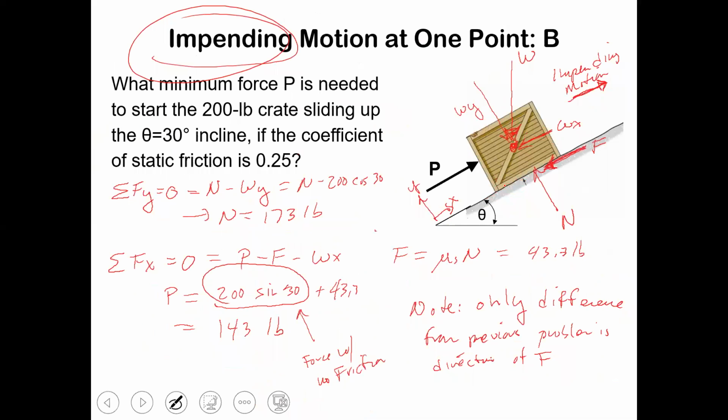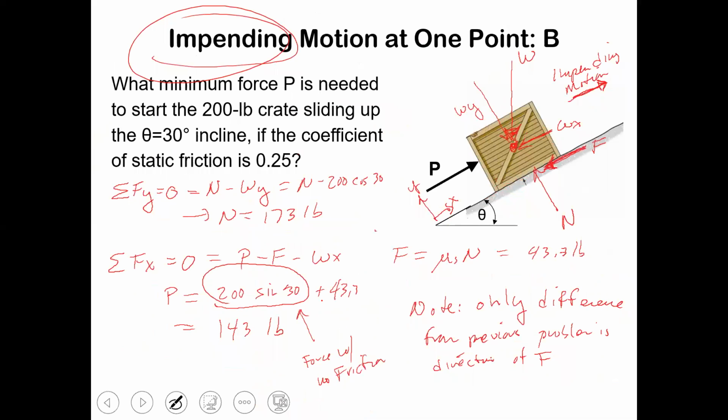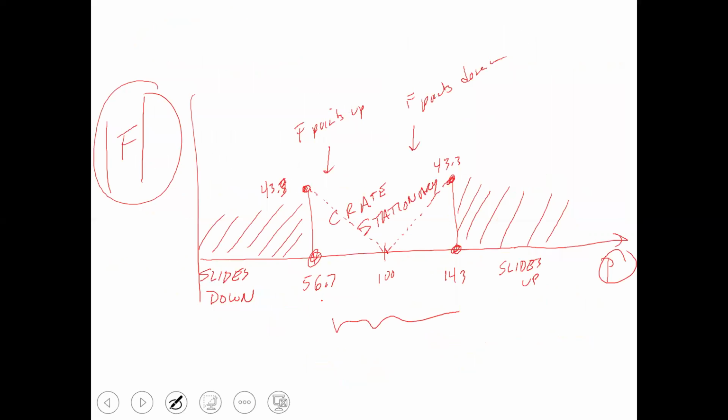Conceptually, that's pretty straightforward. What about the minimum force needed to push it up? Well, now friction is fighting you. So you have to push extra hard compared to if there wasn't any friction, right? And you can see the difference. It only takes 56.7 pounds to keep the crate from sliding down, but it takes 143 pounds to make it actually go up. That's a lot, 100 pounds extra to make that thing start going up, right? That's the difference that friction makes.